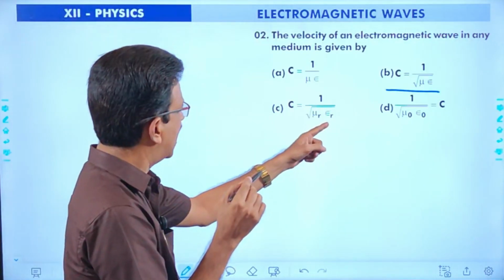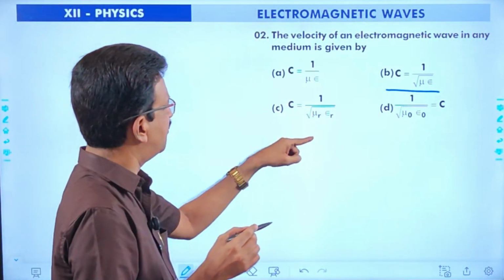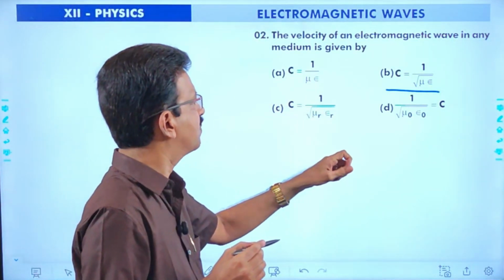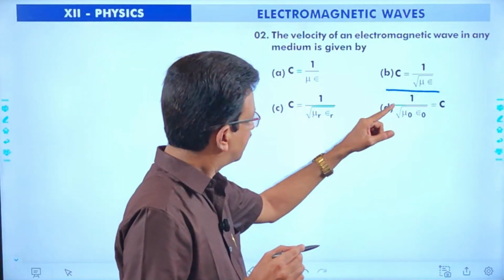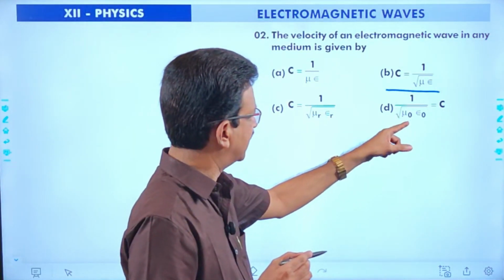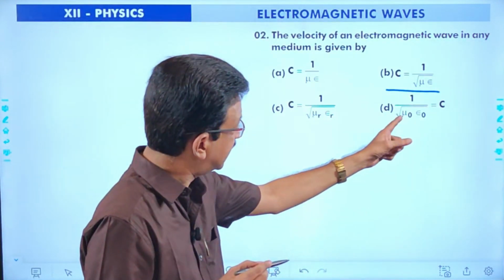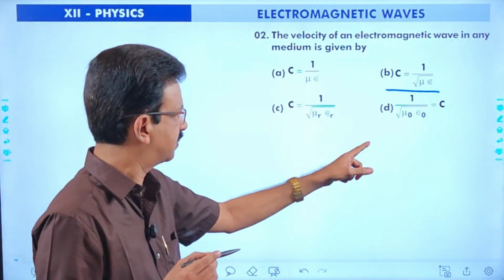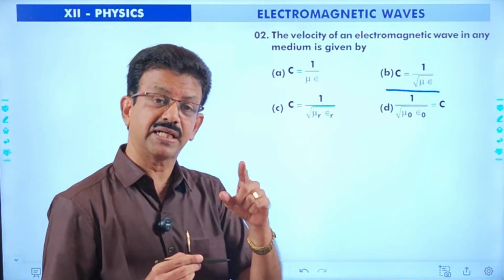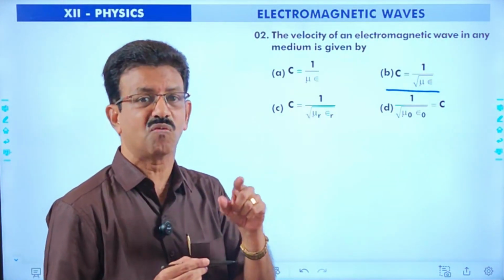Here, root of mu r epsilon. Mu r is relative permeability. It is different from mu. Then mu 0 is the permeability of vacuum or air or free space. Epsilon 0 is the permittivity of vacuum or air or free space. Choice D becomes correct only for air or vacuum.